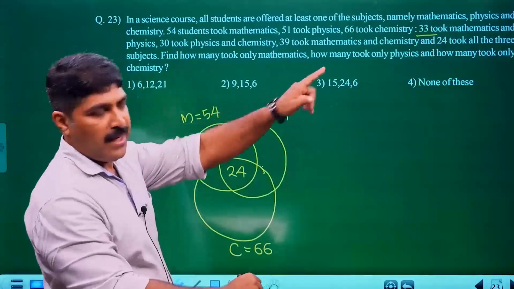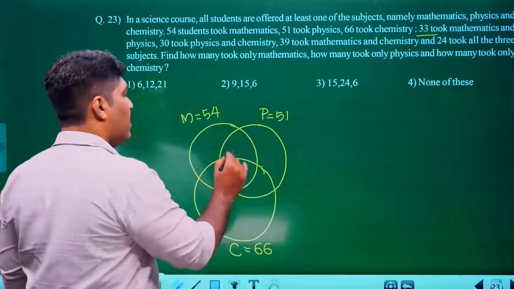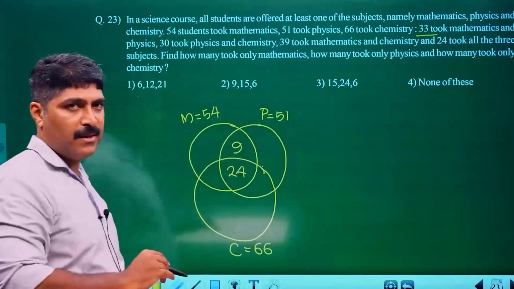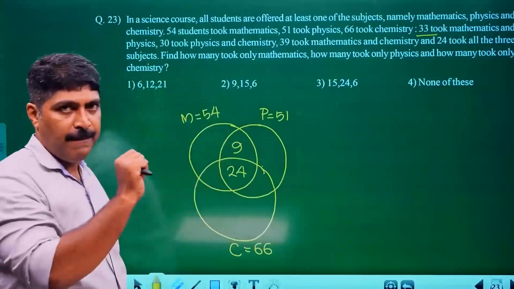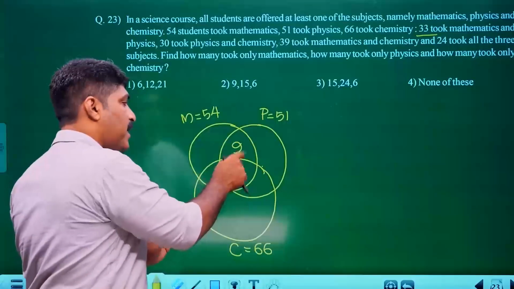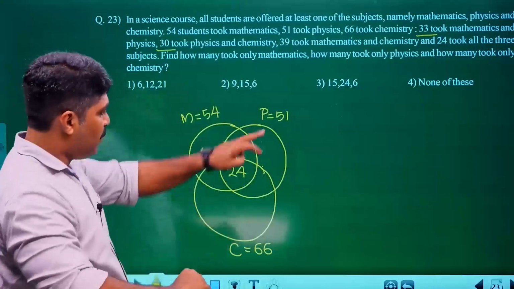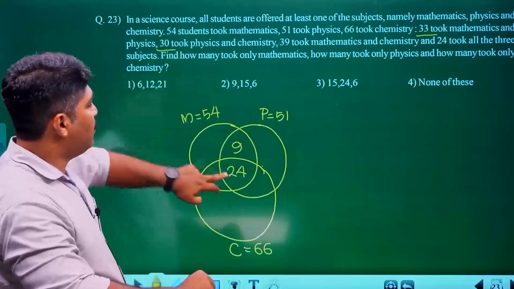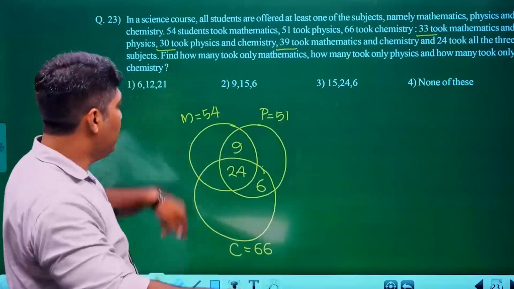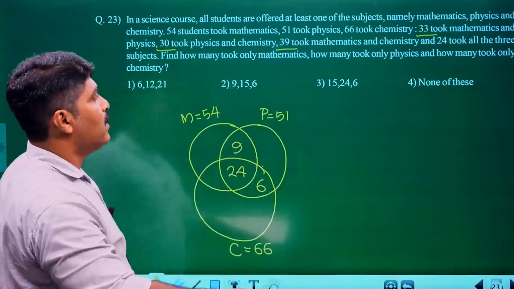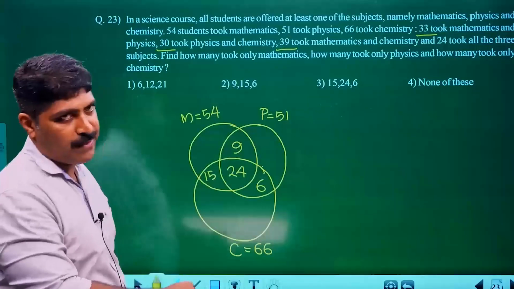Out of those 33, we already plotted 24 here. So what is the remaining quantity here? 9 students here. Got the logic clearly? So this entire two regions together will make that 33. Already we inserted 24 here, the rest 9 will be here. Then the second one, 30 took physics and chemistry. Out of those 30, 24 is here, the rest 6 will be here. And 39 took maths and chemistry. So out of this 39, 24 is here, the rest 15 is here. So that's the distribution.